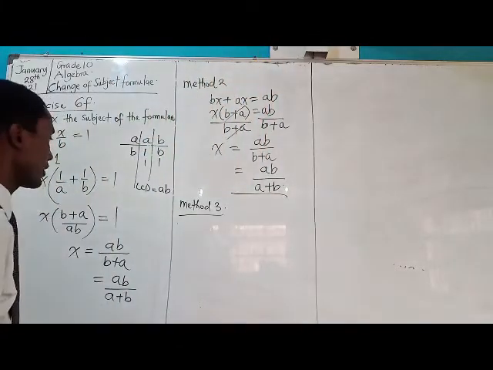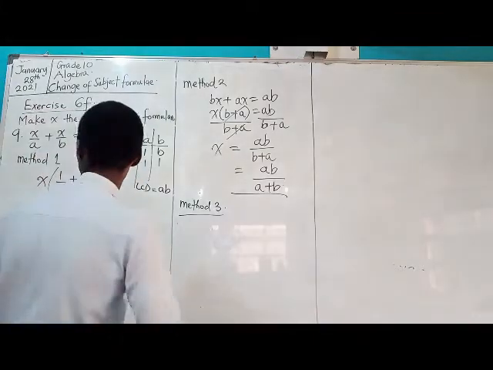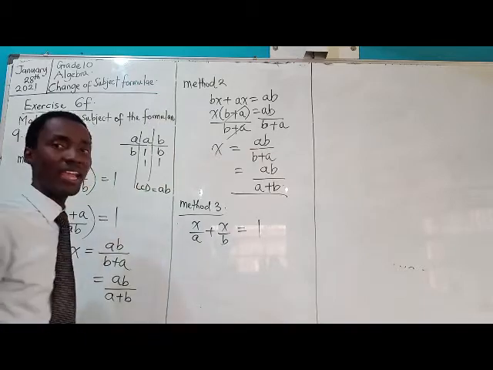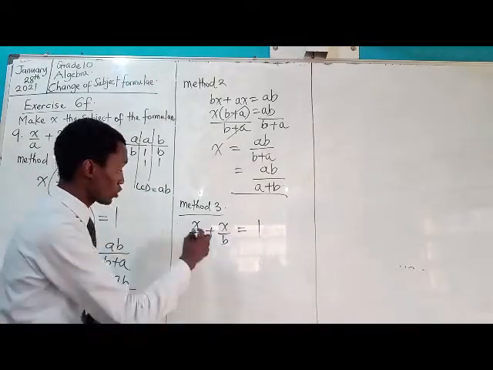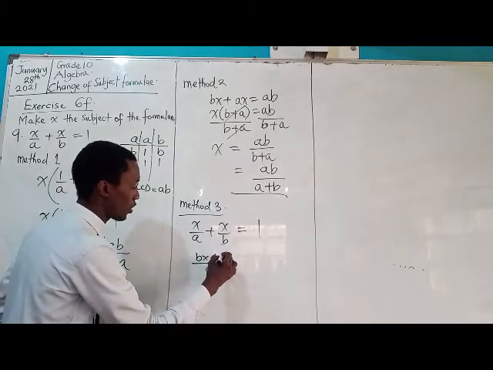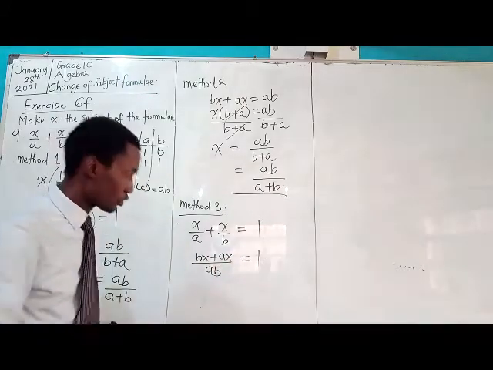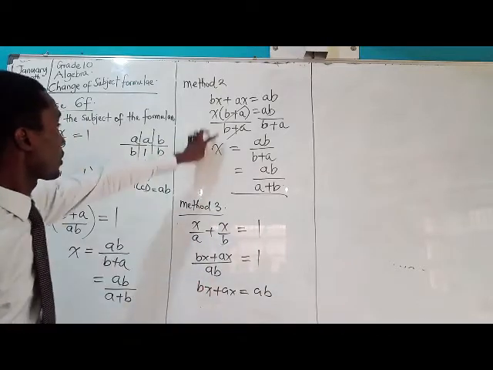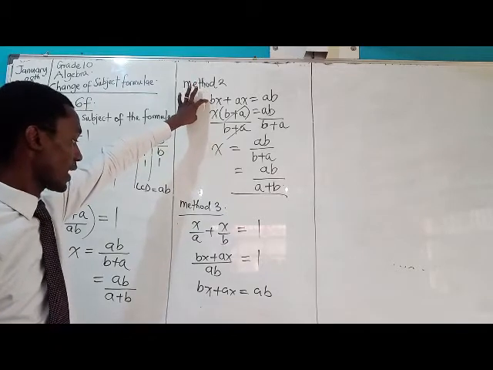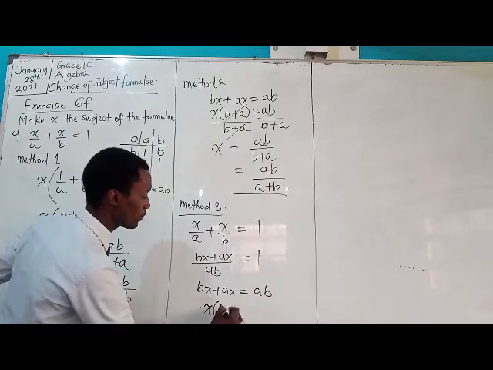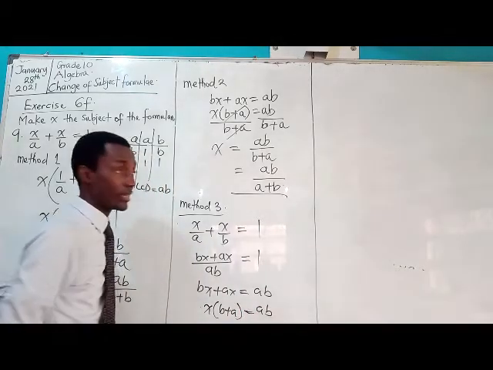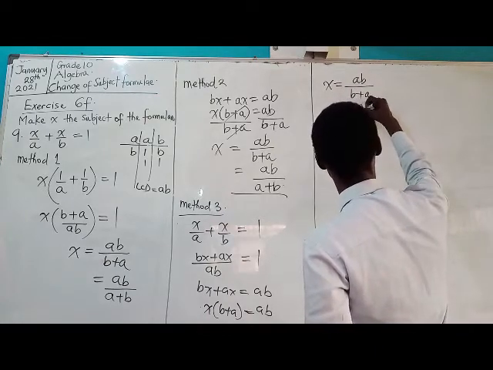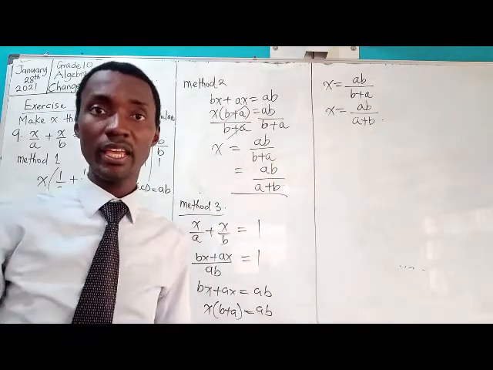So let's look at the method brought in by one of our professors. Now, you have X over A plus X over B equal to 1. What he has done is to take care of the left part first. It's allowed in maths. So you have the LCD to be AB, so I have BX plus AX equal to AB. You discover that what you have done is almost like what you would have at this point. So from here, X will now go into B plus A equal to AB, and then X will be equal to AB over B plus A, meaning that X is equal to AB over A plus B. Alright, so that will take care of that.